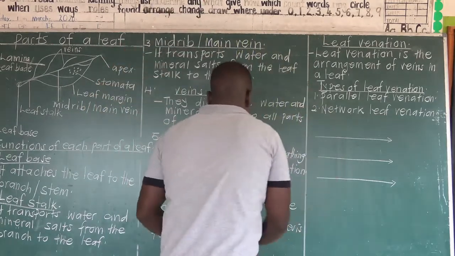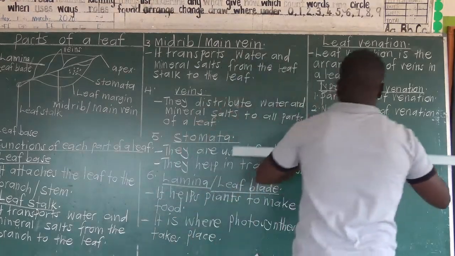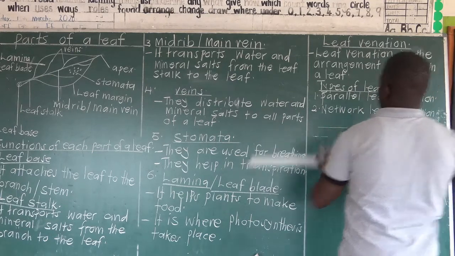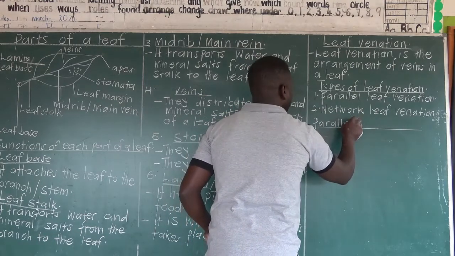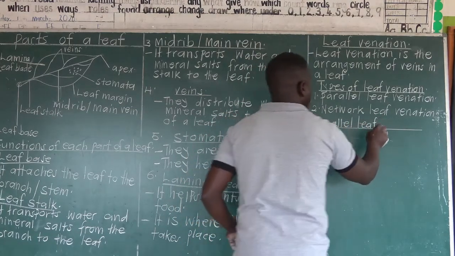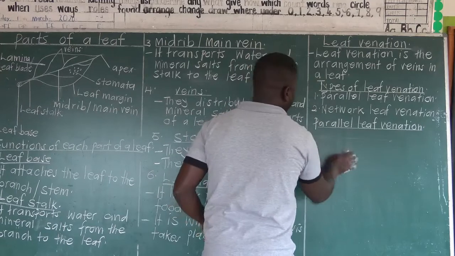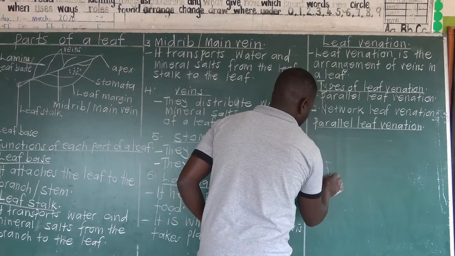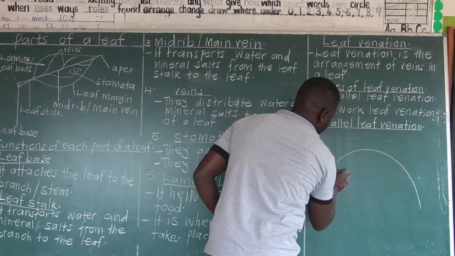So you're going to draw a diagram showing parallel leaf venation.